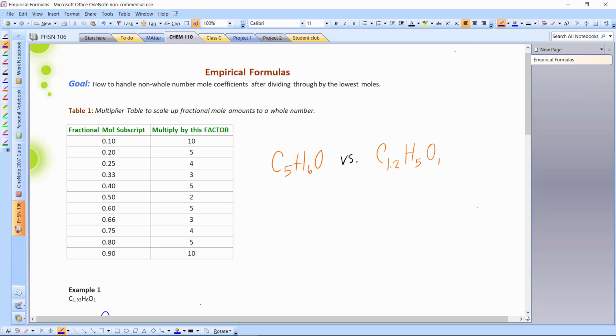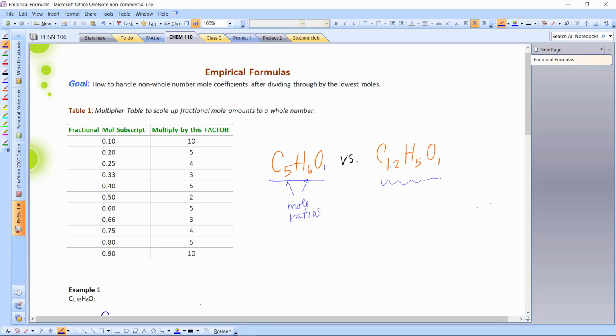Okay, this we've seen already, where after you divide through by your lowest mole amount, the mole ratios are whole numbers. There's a 1 here. That's great, makes your life easy. This is the empirical formula. But come over here and look at this value over here. Do you see the carbon is 1.2?